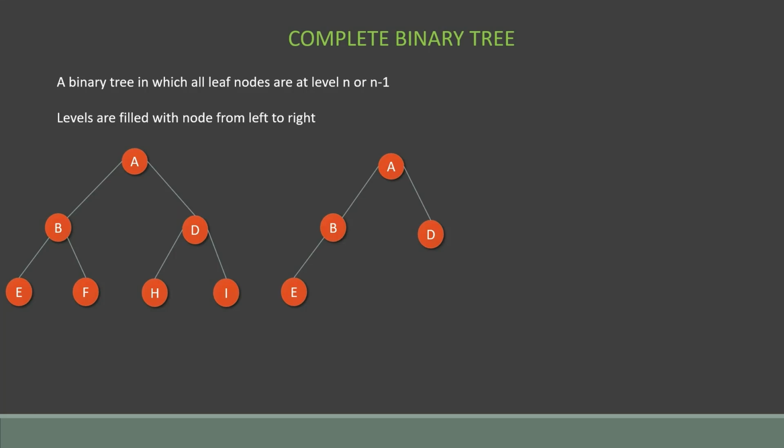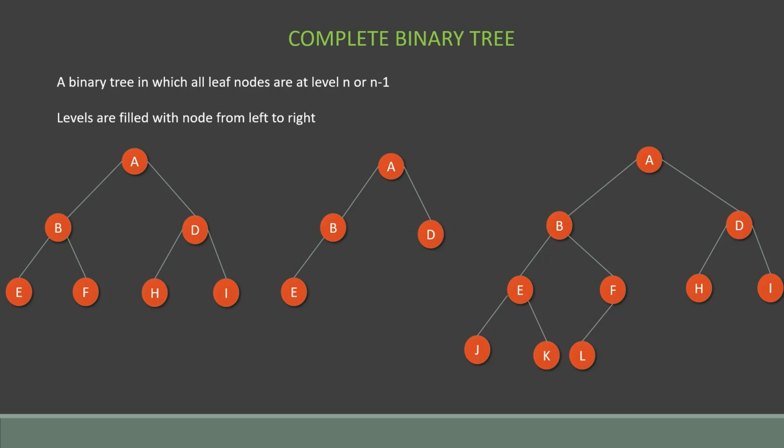Similarly, this is also a complete binary tree, in which all the leaf nodes are at level n or n minus 1, and all the levels are filled from left to right. This is also the same one, the third example, but suppose the node L is not the left child of node F, and it is the right child of node F instead. So in that case, it won't be a complete binary tree, because as per the second point, the levels must be filled from left to right.